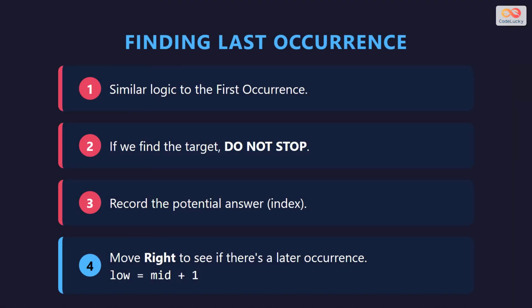Finding the last occurrence follows a similar logic. Again, when we find the target, we do not stop. We record the index, but this time, we continue searching in the right half of the array to see if the target appears later.